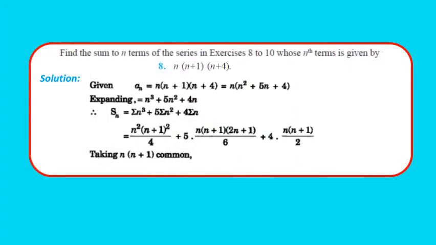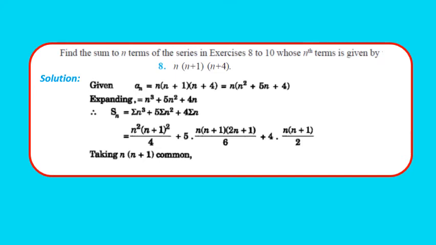So moving to question 8. Find the sum of the n terms of n into (n plus 1)(n plus 4). So we have an equals n into (n plus 1)(n plus 4), which is equal to n cube plus 5n square plus 4n. So Sn will be equal to sigma n cube plus 5 into sigma n square plus 4 sigma n.